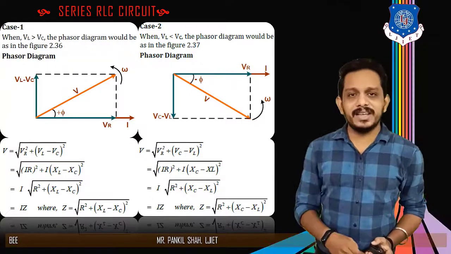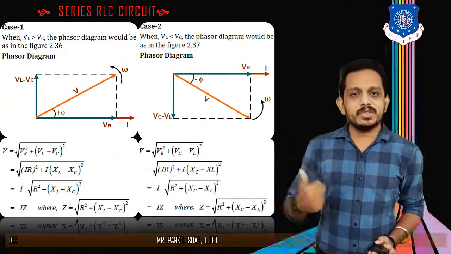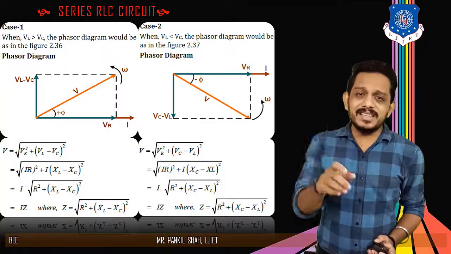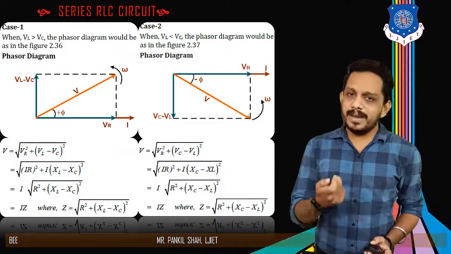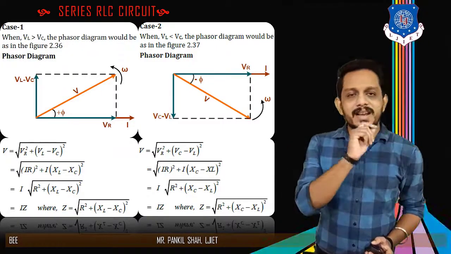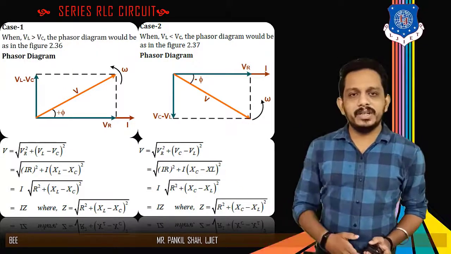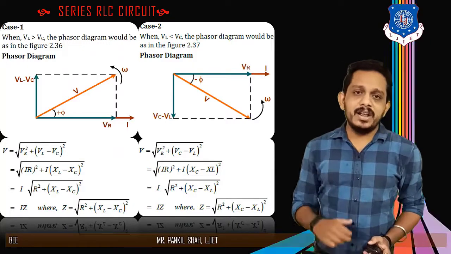So you can say that V is equal to I into Z, and here in the case of VL less than VC, the impedance is given by the formula square root of R squared plus (XC minus XL) squared. So this was all about the phasor diagram in both cases. Now let's understand what the phase angle is in both cases.